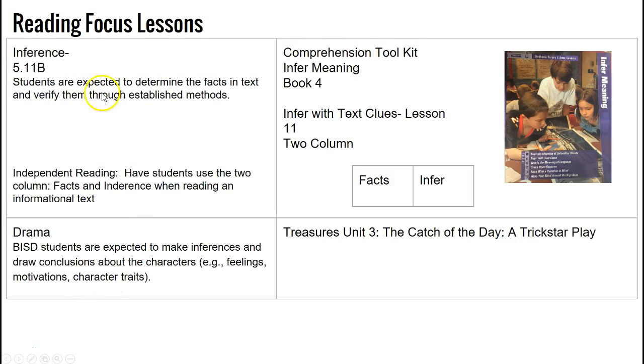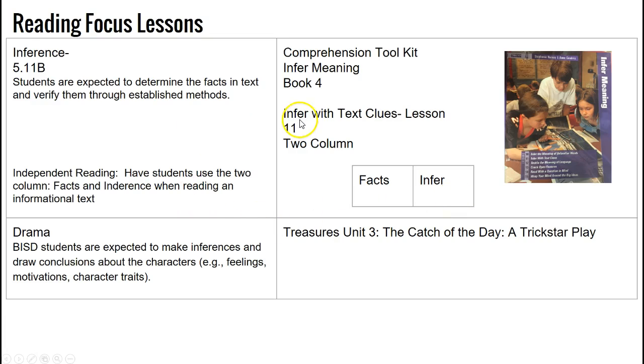Inference is very big, so let's look at how students are expected to determine facts in texts and verify them through established methods. The Comprehension Toolkit, the Infer Meaning book, is book 4, and lesson 11 is just really rich with how to teach kids to look at the facts, and from the facts that you have been given through what the author has said, how to infer. And then there is a sheet for them to fill out, looking at different types of informational text.